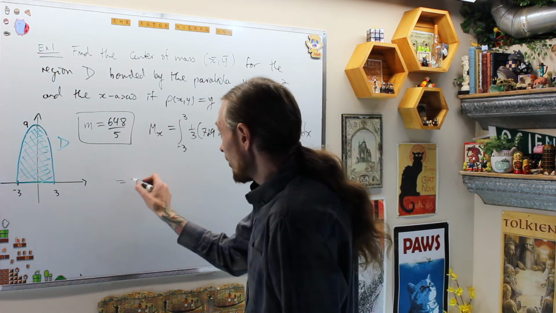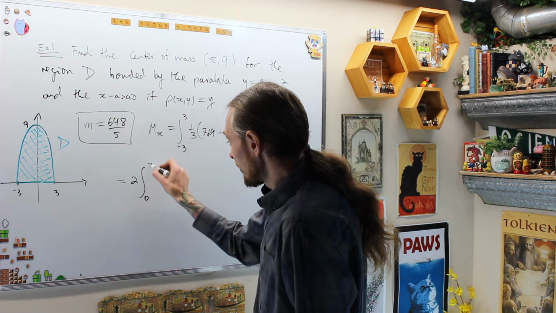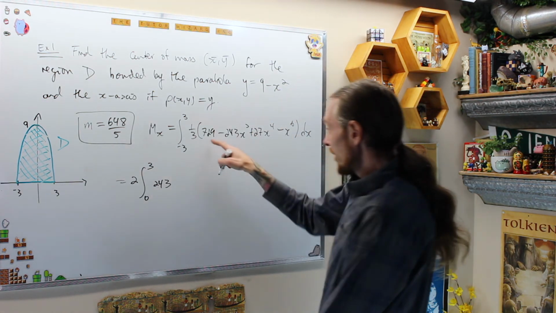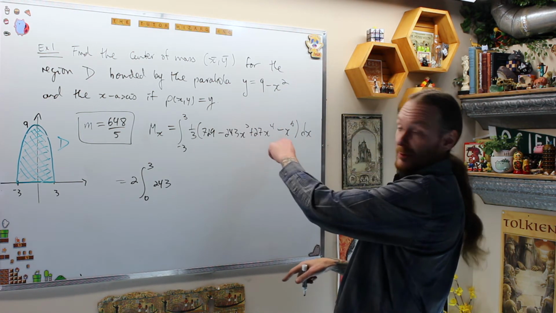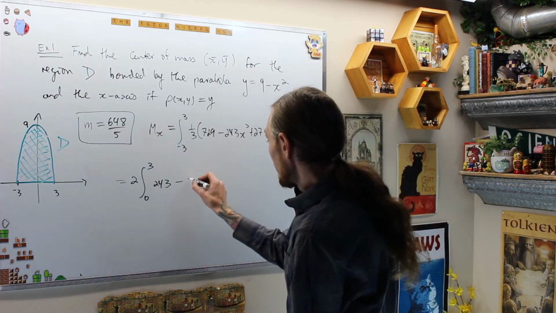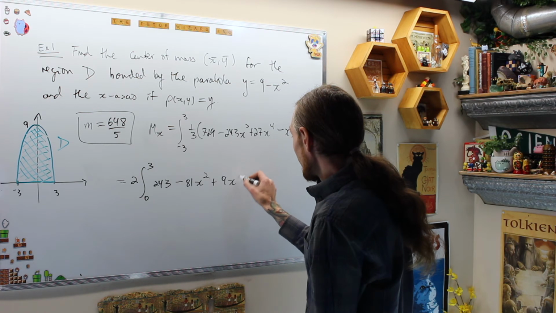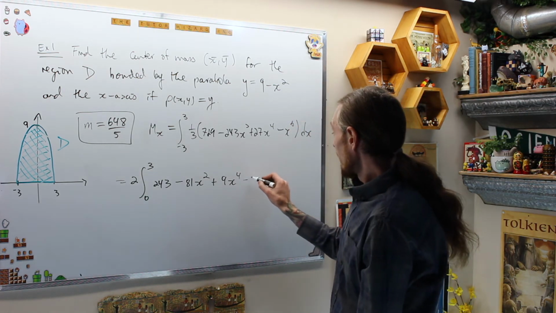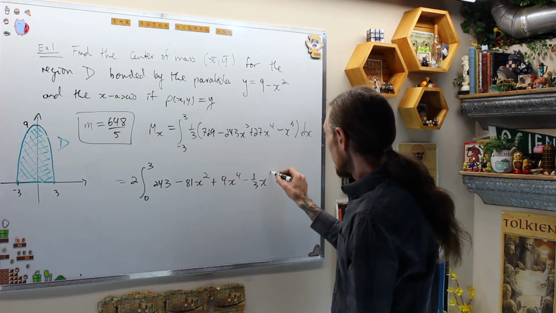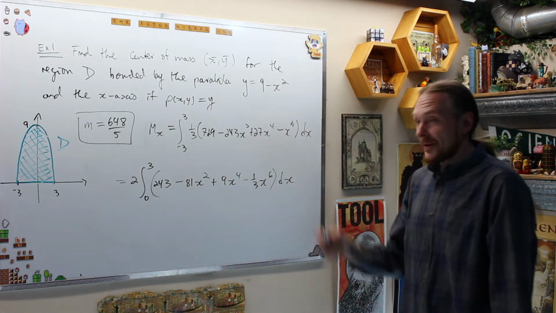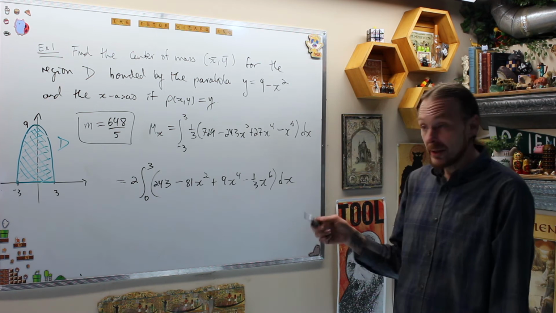That's going to give me equals 2 times the integral from 0 to 3 of, now pushing that through, it's going to give me 243. One last, these are powers of 3, if you remember. And then this is going to give me minus 81x squared plus 9x to the 4 minus 1/3 x to the 6 dx. Now I can finally use the fundamental theorem of calculus part 2 and compute this.